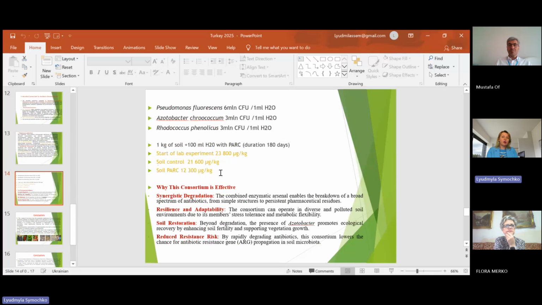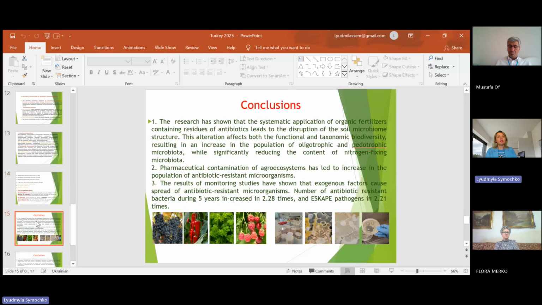And because of more quick degradation of antibiotics, implementation of such kind of bioremediation can reduce resistance risk. What does it mean? That the impact of antibiotic contamination will be lower over time. So as we can see, contamination by antibiotics in the environment can cause a lot of negative consequences.